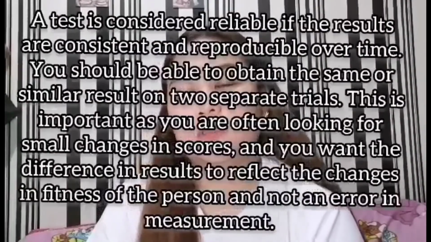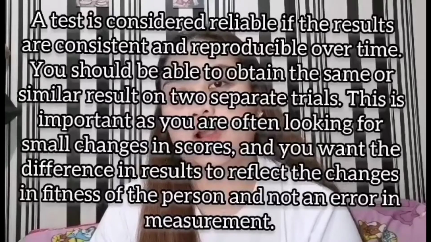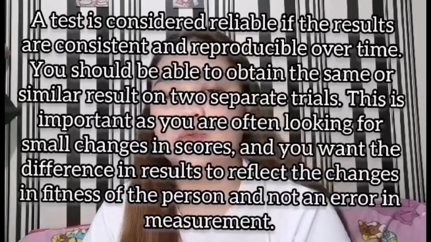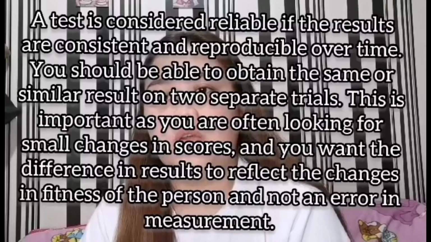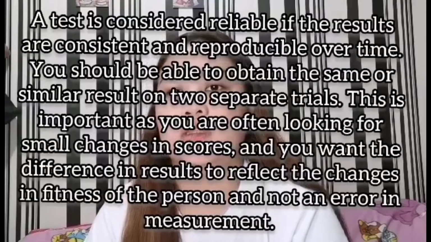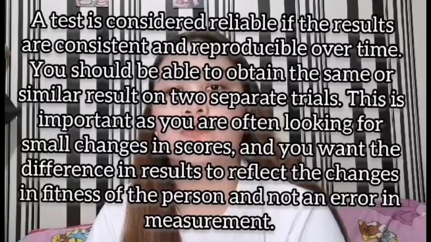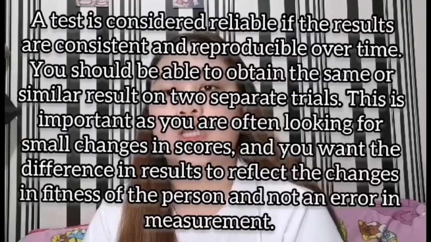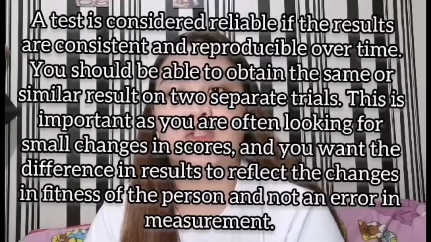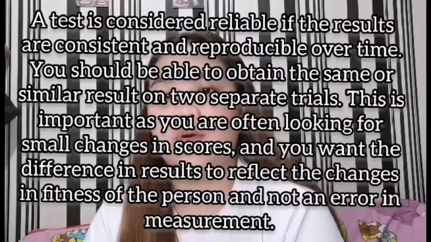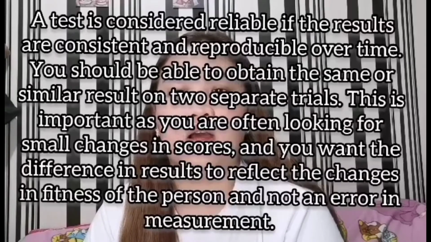Reliability. The test is considered reliable if the results are consistent and reproducible over time. You should be able to obtain the same or similar result on two separate trials. This is important as you are often looking for small changes in scores, and you want the difference in the result to reflect the changes in fitness of a person and not an error in measurement.